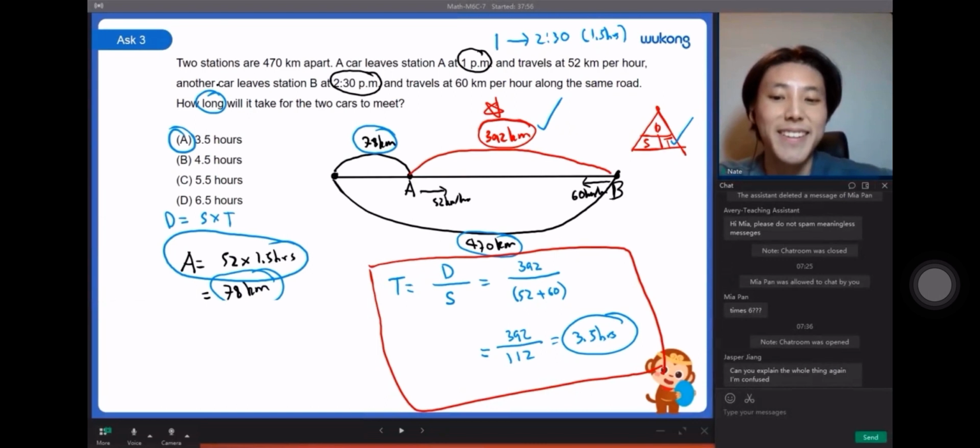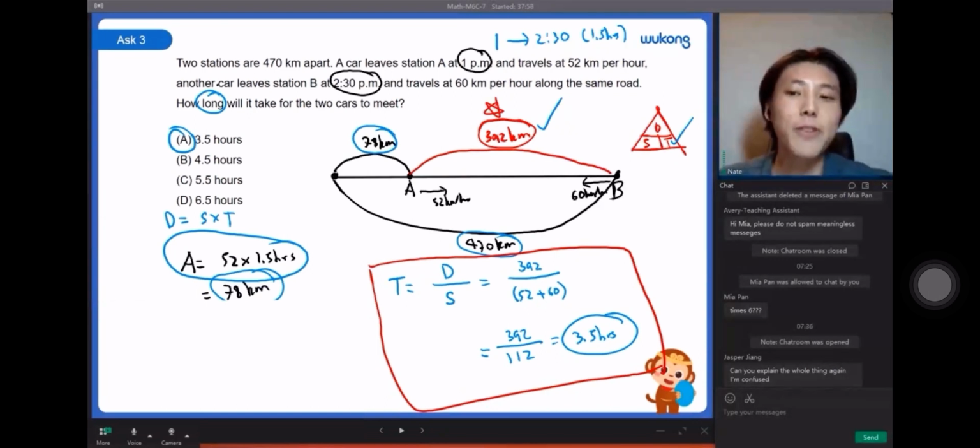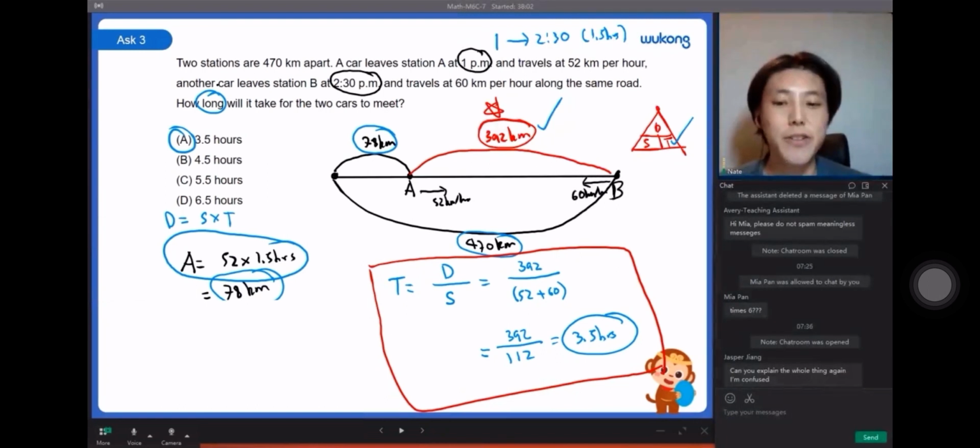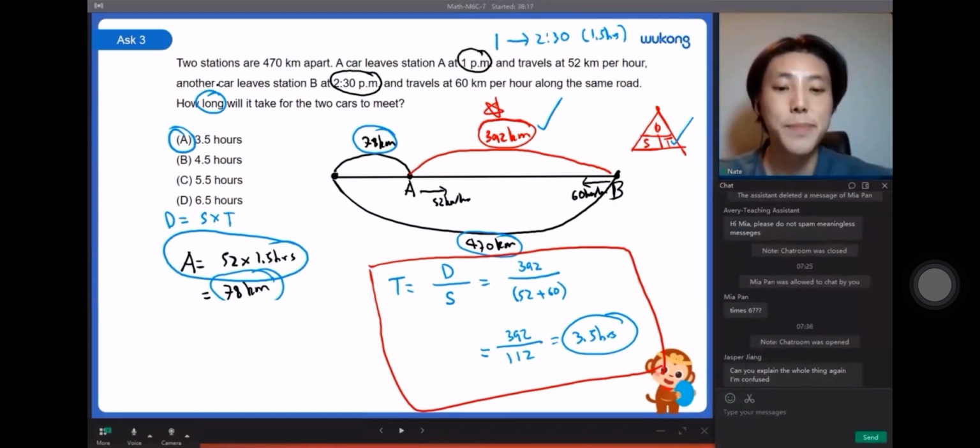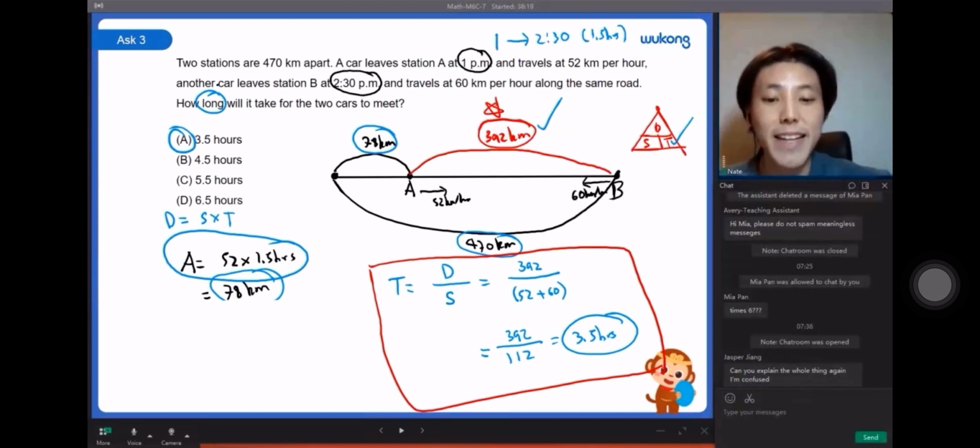Time, we're looking for the time. When are they going to meet? So you just have to do the time when they're going to encounter would equal to the remaining distance over the combined speed. Because time is going to flow equally to each other, so you can simply just combine those speed together. And that'll be 392 divided by 112. So in 3.5 hours, they are going to encounter each other.